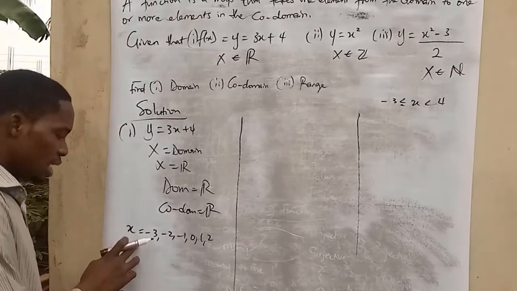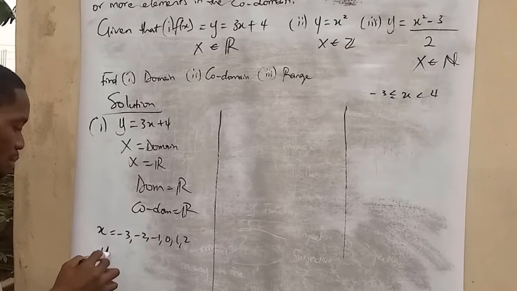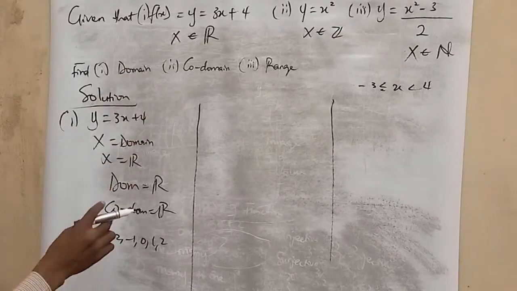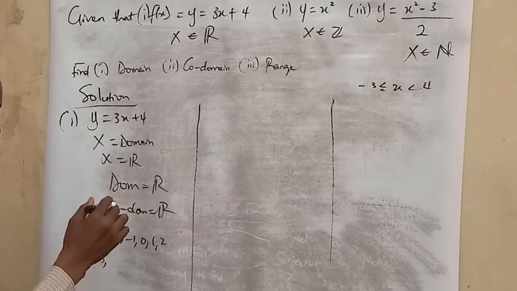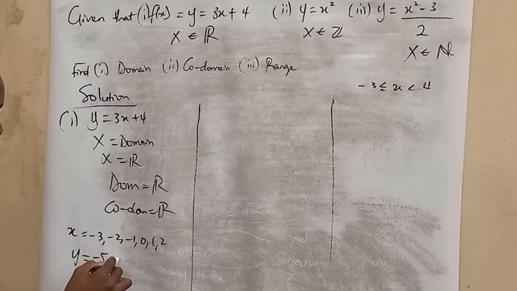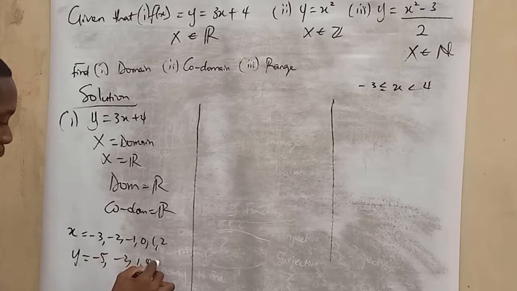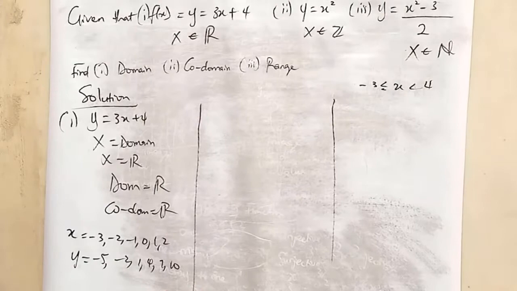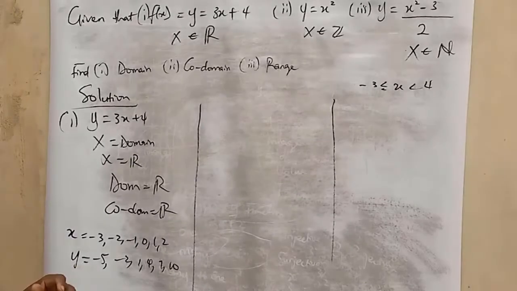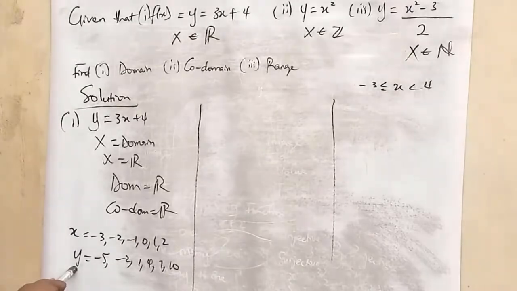Now, if my x starts from minus 3 to 2, my y becomes what? Put x to be minus 3, I'm going to have minus 9 plus 4, that's minus 5. If I put x to be minus 2, that becomes minus 6 plus 4, that's minus 2. I'm adding 3, so this becomes 1, 4, 7, 10. These will be my values of y. Now, to get your range, since you've gotten my images.